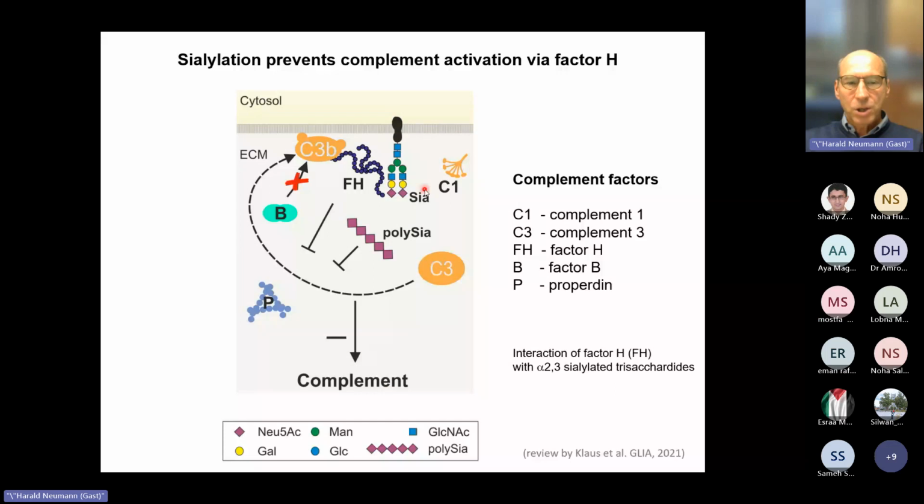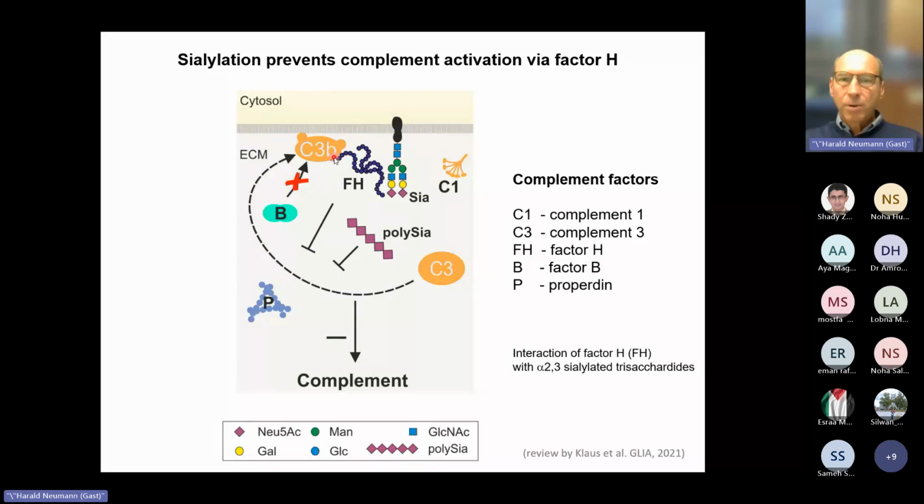Complement activation is normally a cascade, and this can be triggered by direct binding of complement factor C3 to a cell surface. But factor H is an inhibitor, which is labeled here. And this factor H binds to sialic acid, binds to complement C3, and prevents complement activation. So this was a known concept, so we didn't follow it up. This is well described in the literature.